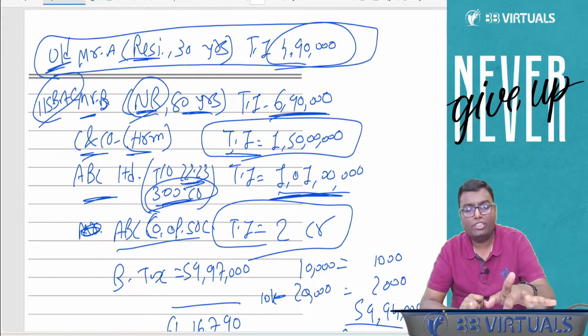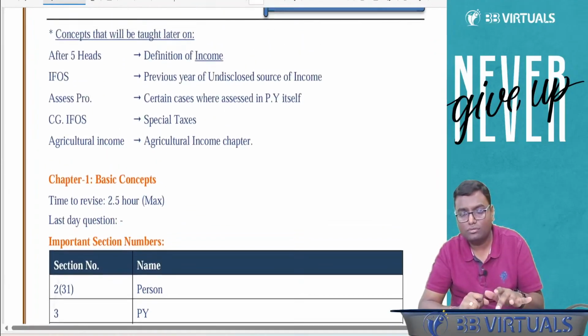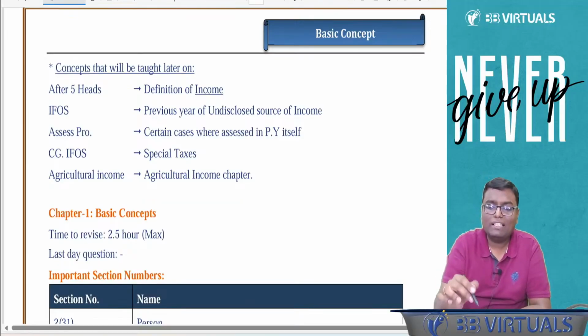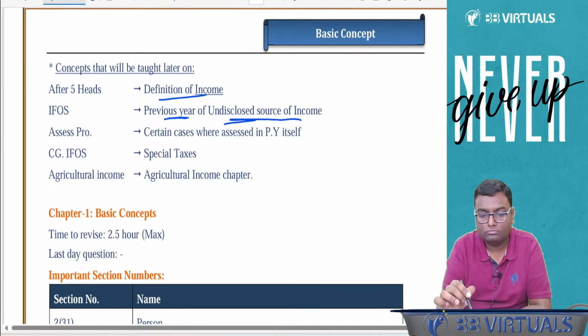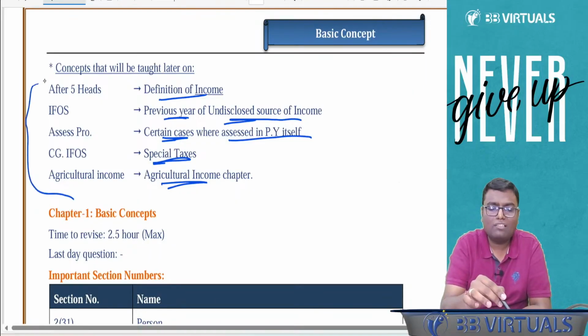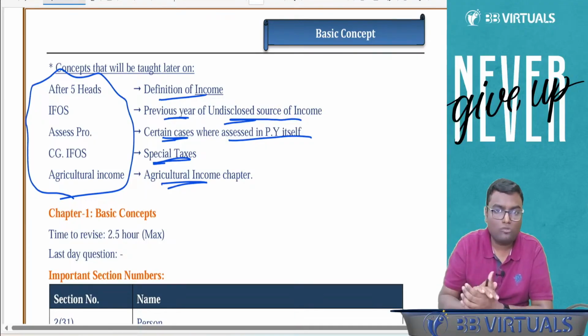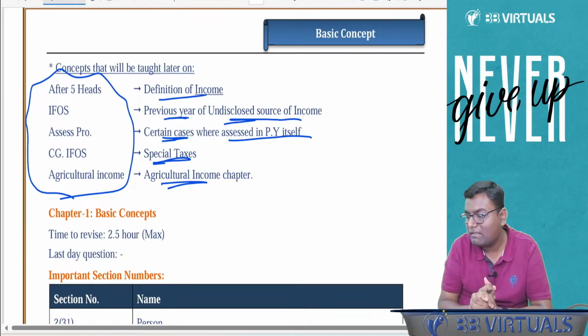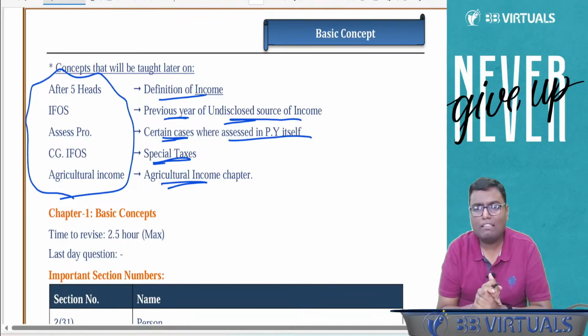Before I start revision, let me be very clear. There are a few concepts in this chapter which I have not covered in this video. Like there is a definition of income given in the module. There is some concept called previous year of undisclosed sources. Certain cases where the assessee is assessed in the previous year. Some special tax rates, agricultural income. All this I have covered in different chapters so that you don't feel that I have ignored those topics. Those topics are not ignored. They will be discussed in some later chapters. Now, let's quickly revise this entire chapter.